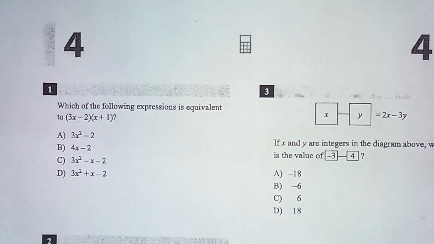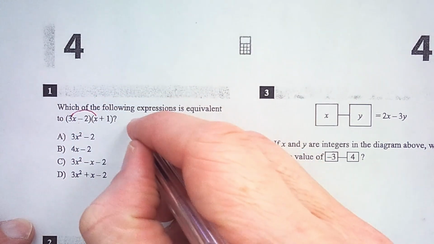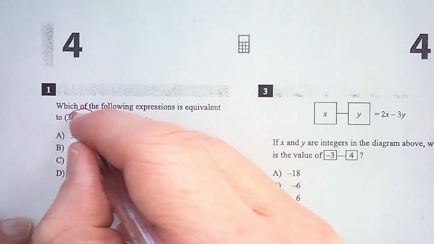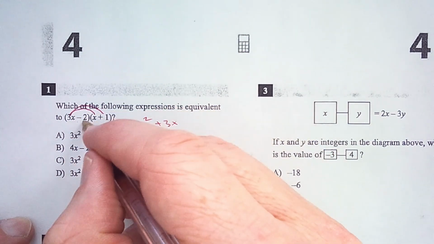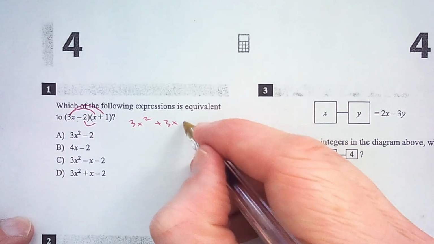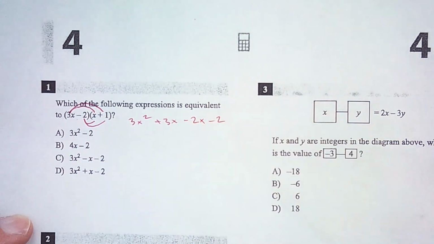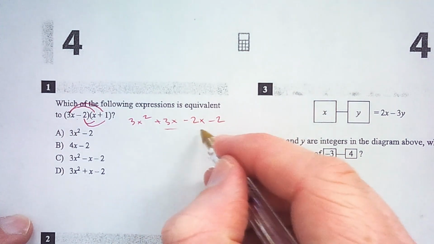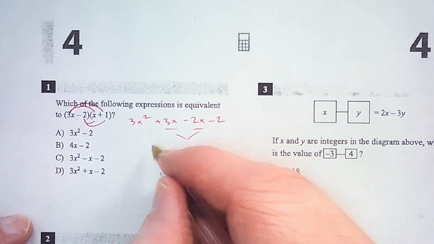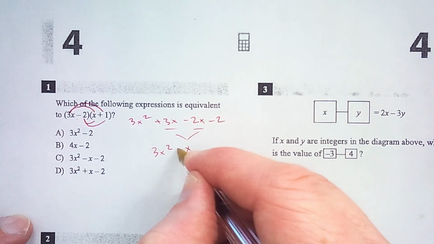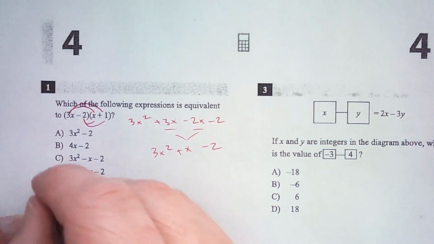All right, so number one, which of the following expressions is equivalent to this binomial times this binomial? So we will distribute 3x times x, that is 3x squared, and 3x times 1 is 3x. And then negative 2 times x is negative 2x, and negative 2 times 1 is negative 2. We have like terms to combine here, and 3x minus 2x is 1x. So we have 3x squared plus x minus 2, and that looks like option D.